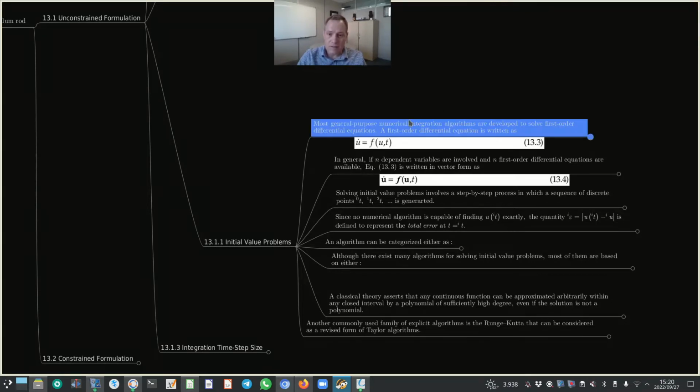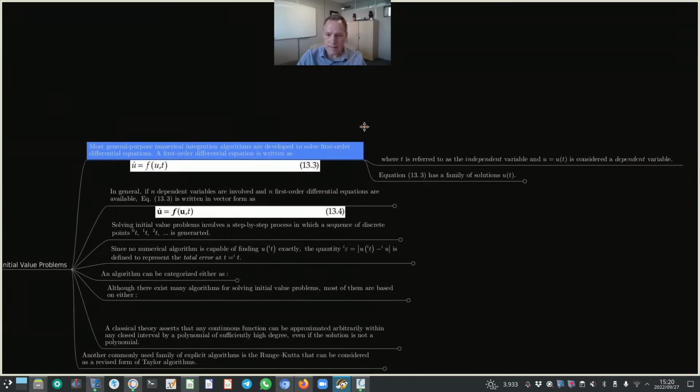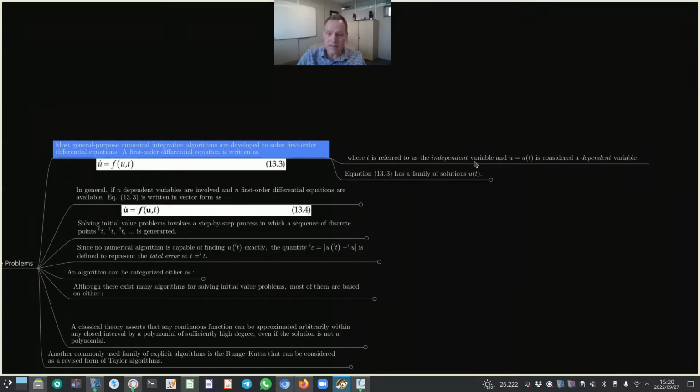So most general purpose numeric integration algorithms are developed to solve first order differential equations. A first order differential equation is written as, and there you can see it, expression 13.3: u dot is a function of u and time. Where t is referred to as the independent variable, t represents time, and u as a function of time is considered a dependent variable. Equation 13.3 has a family of solutions, u as a function of t.